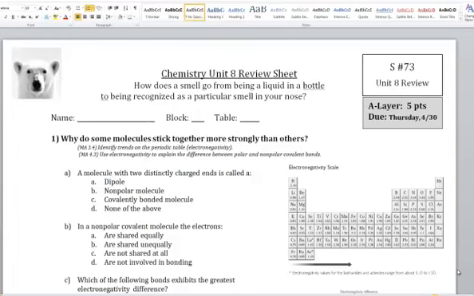Hello chemistry students, and welcome to the review for the Unit 8 test. You should have the review sheet. It looks like this. And I'm just going to jump right in and go over it.